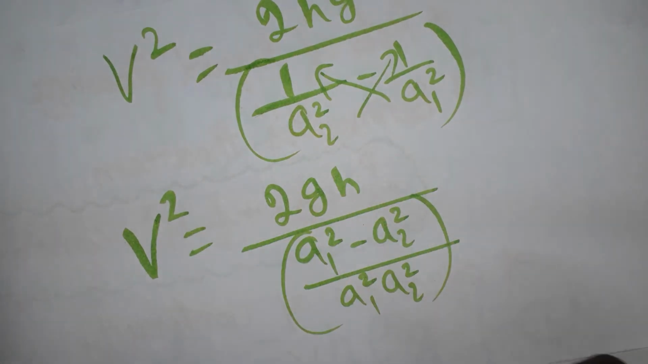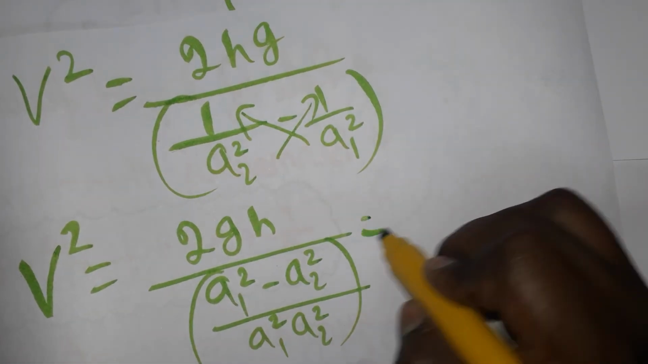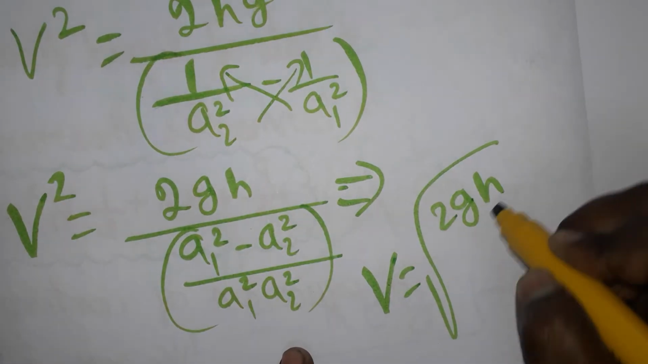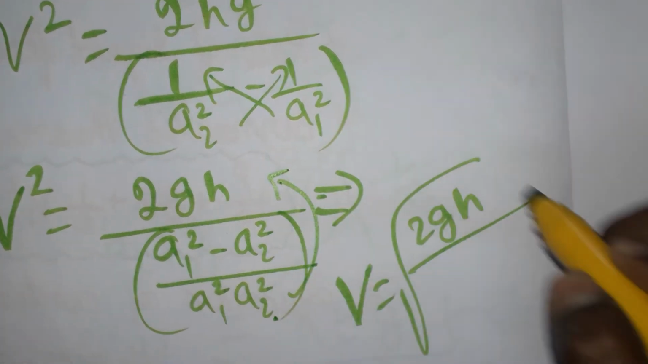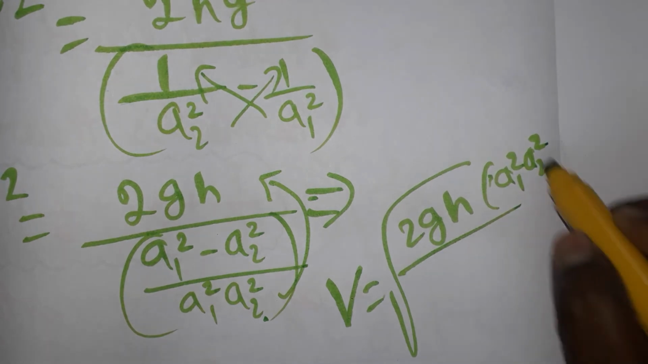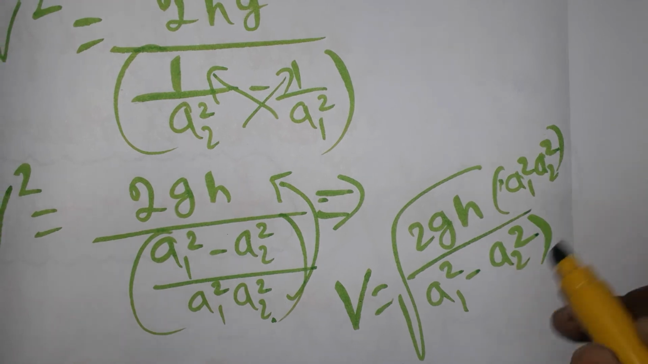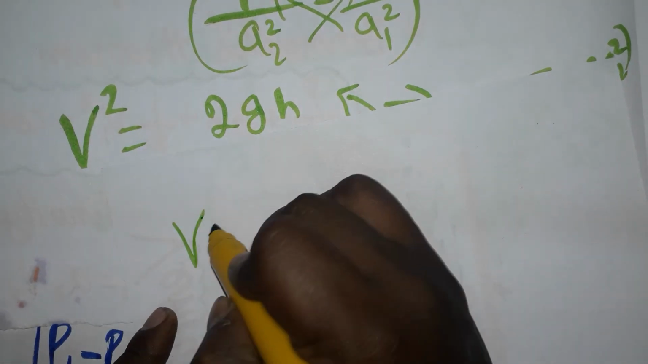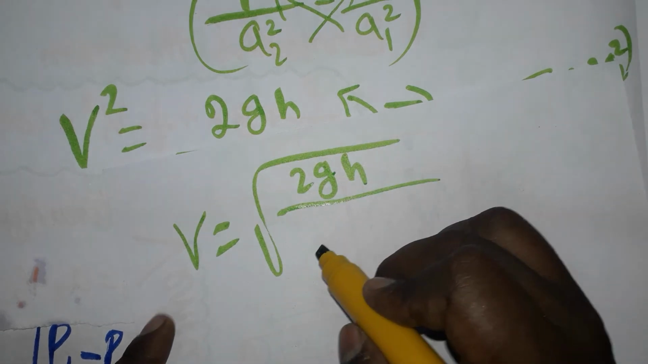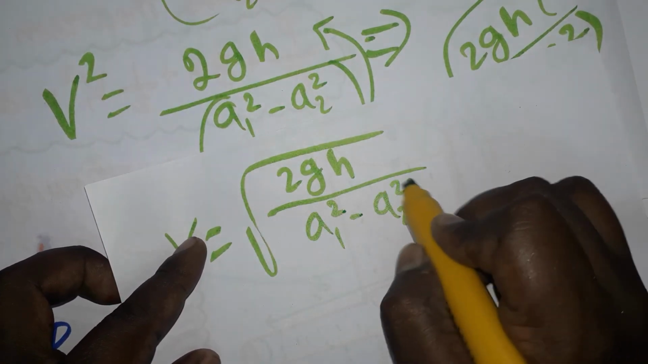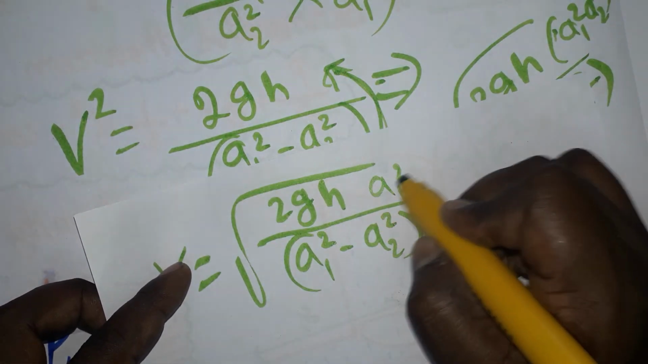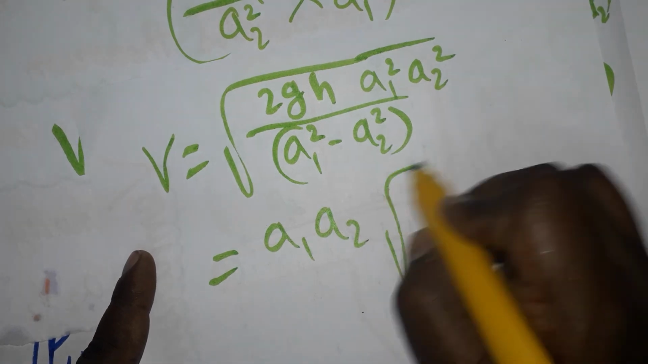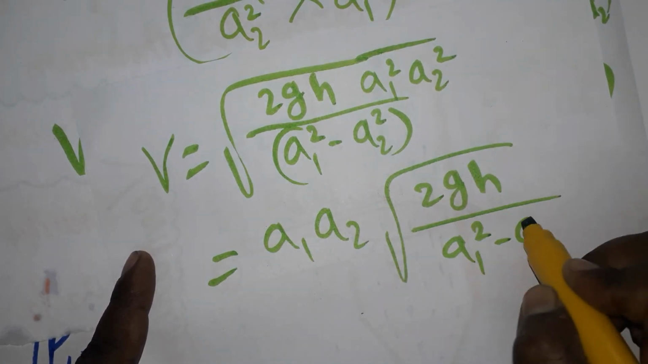If you want V, you should take the square root. When taking the square root, we get V equal to root of 2 g h, and the denominator directly comes into the numerator. I will repeat the same step because you may get confused here. V is equal to root of 2 g h divided by (A1 square minus A2 square), with the denominator coming into the numerator as A1 square into A2 square. Taking the square root, we get V equal to A1 A2 root of 2 g h divided by root of A1 square minus A2 square.